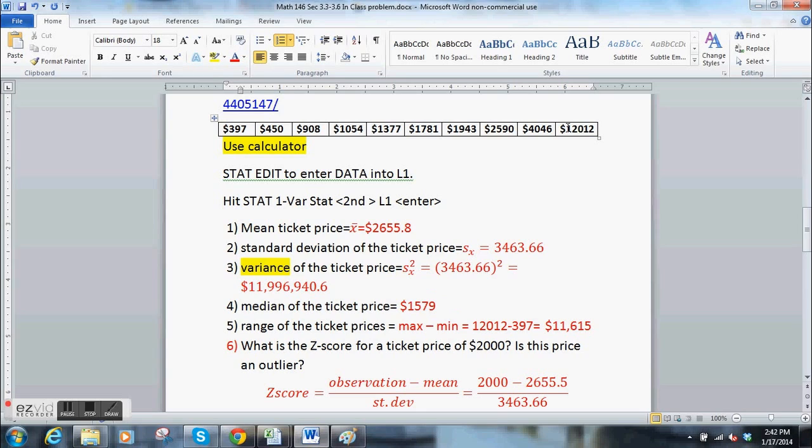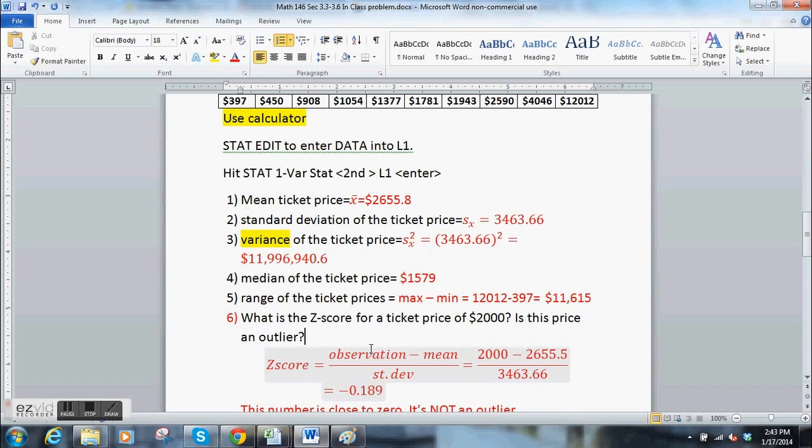The range is defined by the maximum value minus the minimum. So in this case, the maximum is $12,012, and the minimum was $397. It better be some nice seats for $12,000 a seat. So the range of ticket prices is $11,615.